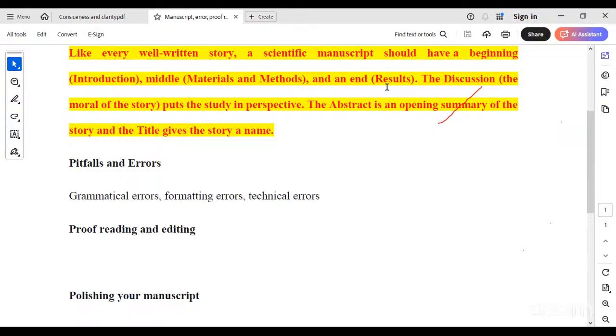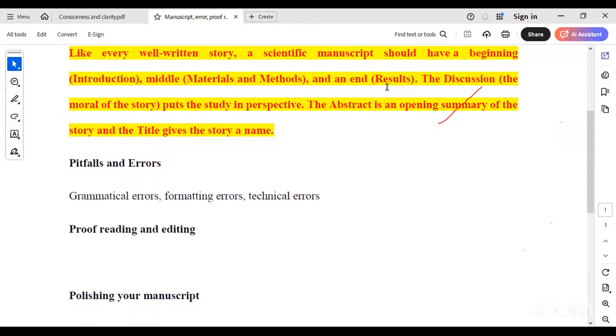Okay, and in the discussion, they ask you to write it in a structured manner as well. Some research journals ask you to write results and discussion collectively. So this is the formatting, actually. We have to go through the formatting errors as well. In whichever journal we are submitting, we have to follow their guidelines.